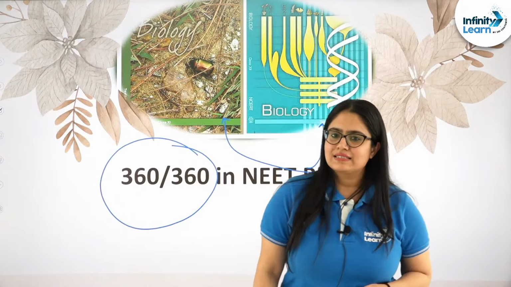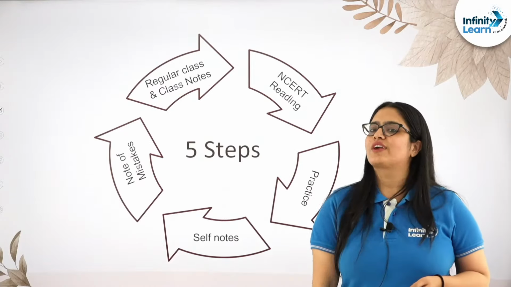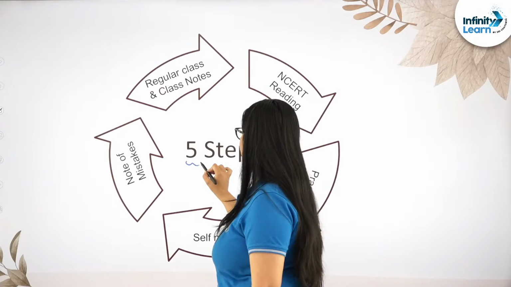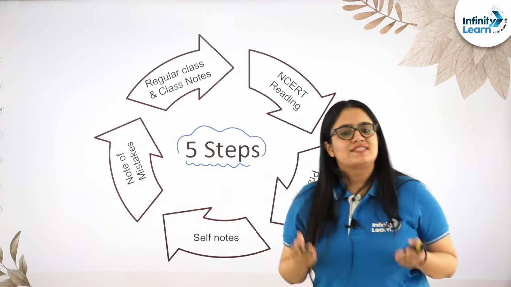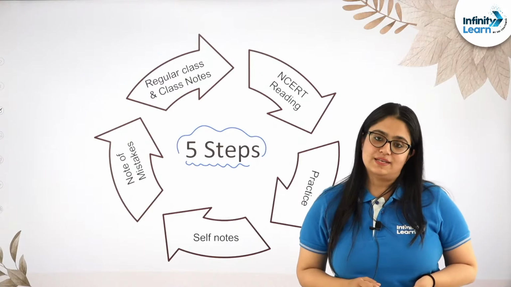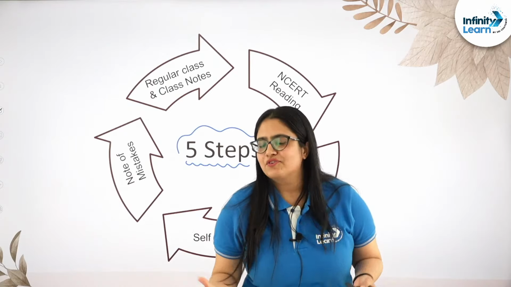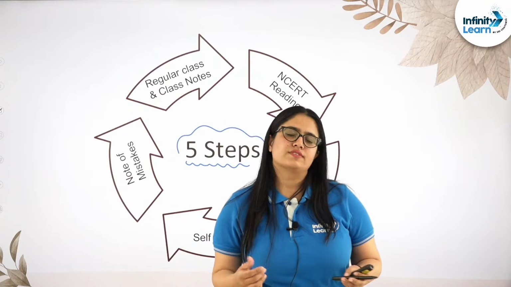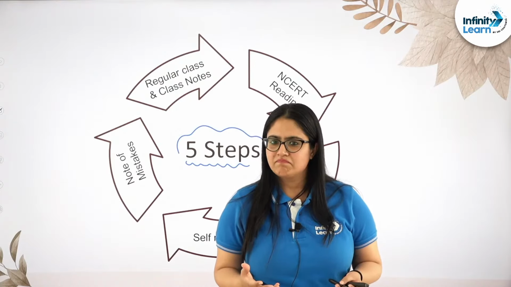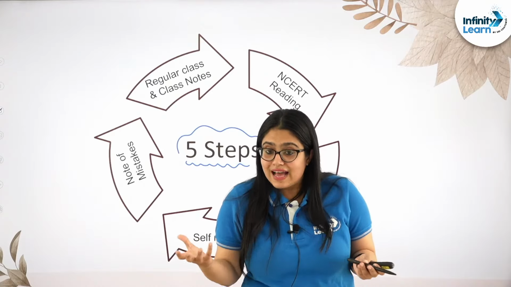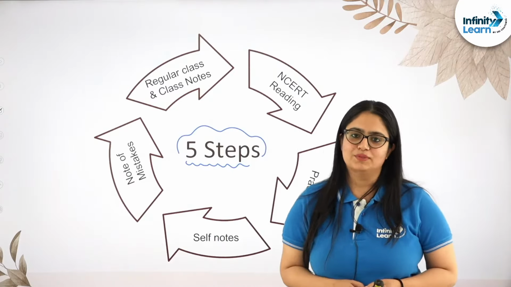Now students, as I told you, and you also saw on the thumbnail, that we will be talking about 5 steps. What we will be talking about, these 5 steps, these 5 simple steps, these 5 easy steps, right? Now you must be wondering, ma'am, why are you calling these steps easy or simple? Is scoring 360 out of 360 that simple? Is that really that simple? So listen carefully students, the steps are actually simple.